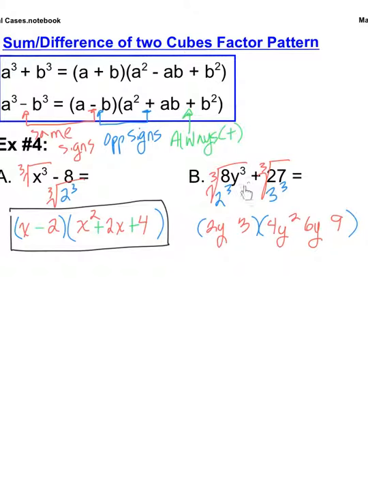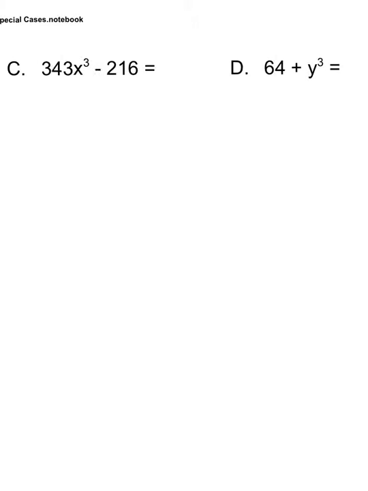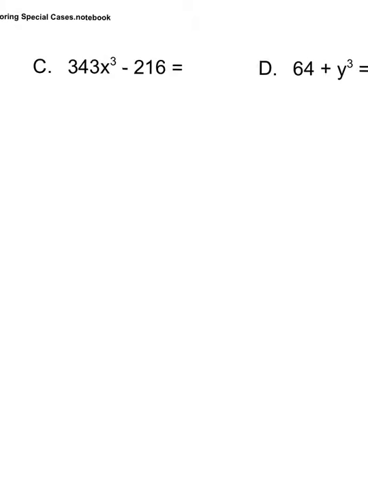Now your signs: same sign, so we've got a plus here. Opposite signs, so we've got a minus here. And then always positive. And remember, you cannot factor that trinomial. There are no factors of 4 times 9, which is 36, that add to give you 6. So you're done. What I would like you to do is C and D. Stop the video, factor C and D using the factor patterns, and then check your work.